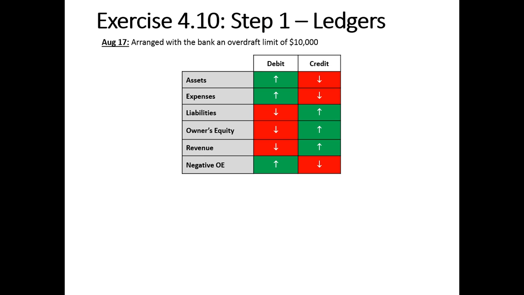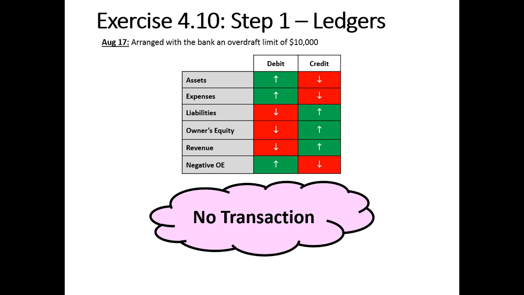Arrange with the bank an overdraft limit of $10,000. This just means if we want to, we can extend our bank account $10,000 beyond its limit. There's no actual transaction with this, we can ignore it.